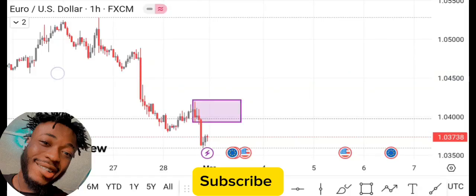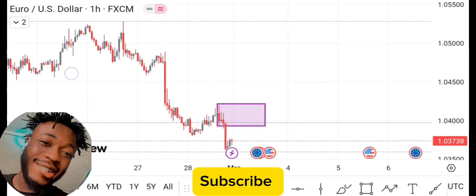And I want to show you guys how I trade with order blocks, how I simply trade with order blocks.